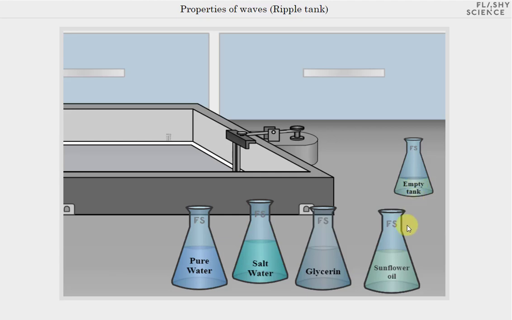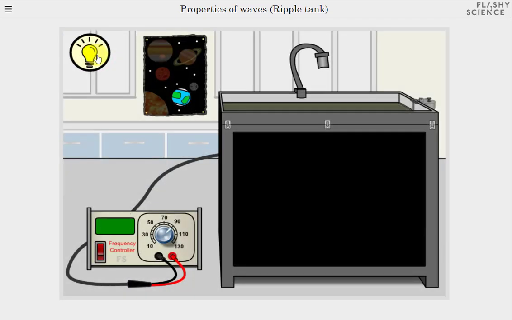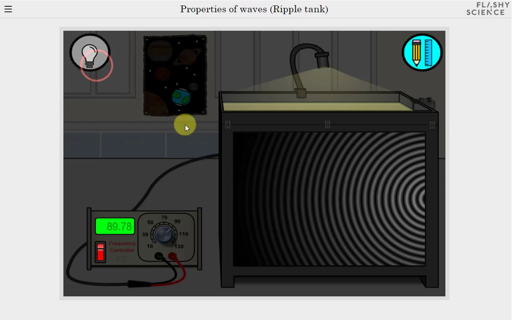Now, I'm going to repeat the fill with sunflower oil again, this time to approximately a 6 millimeter depth. When you're finished, click on the green and white tick icon to return to the main screen, and you'll see that the new liquid is in the ripple tank. You can now turn on the frequency controller and turn out the lab light to view the waves as before.